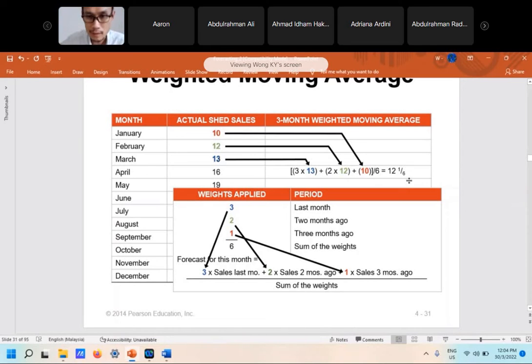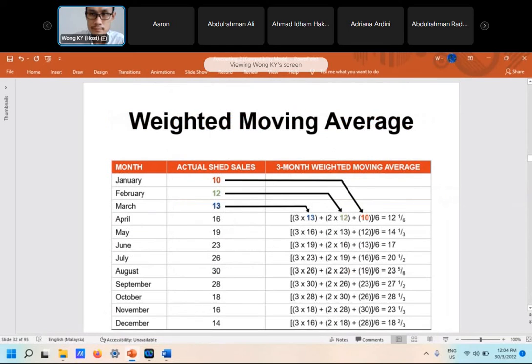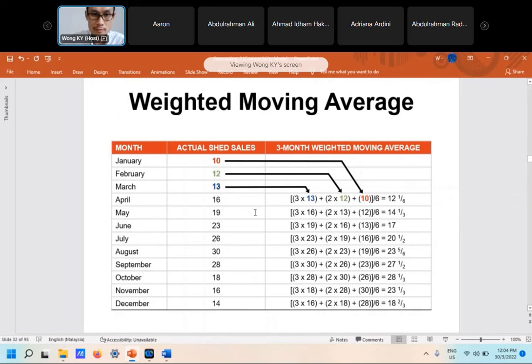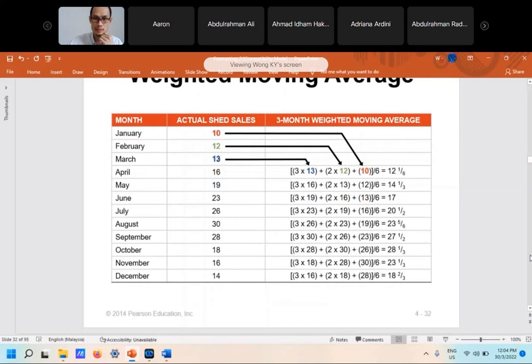I hope everyone understands. So similarly, you can repeat the process. Forecast for May, for June, for July, for August, for September, until December. This thing can keep moving. And that's why it's called weighted moving average. If you understand, then let's move on.